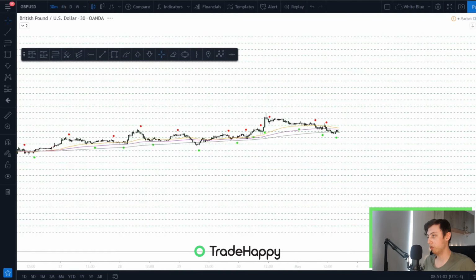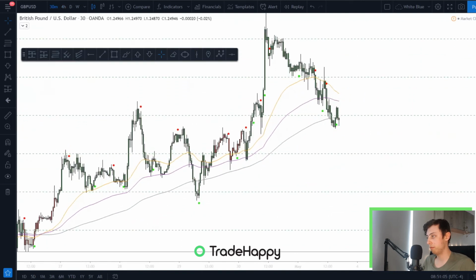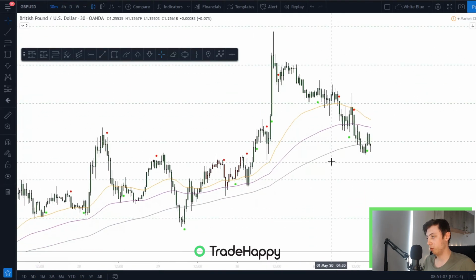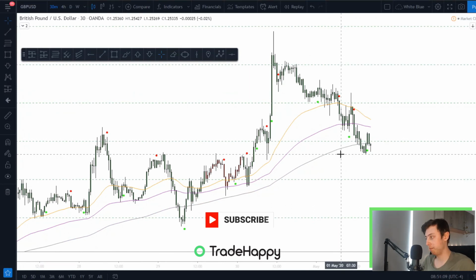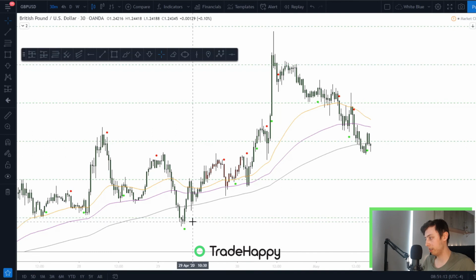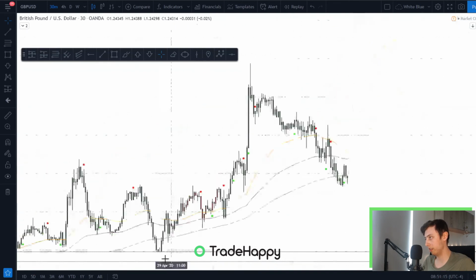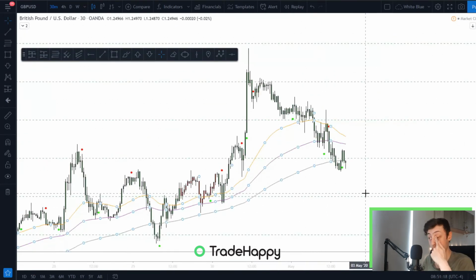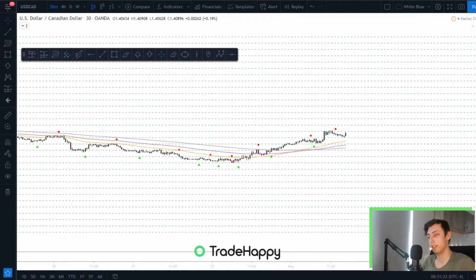GBPUSD could be a long trade, although there isn't really a clear swing low. I guess this is it? Nope, that's not even it. So probably wouldn't even take any trades on this. So skip GBPUSD and move on to USDCAD.